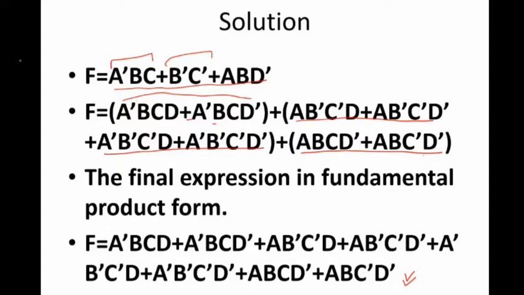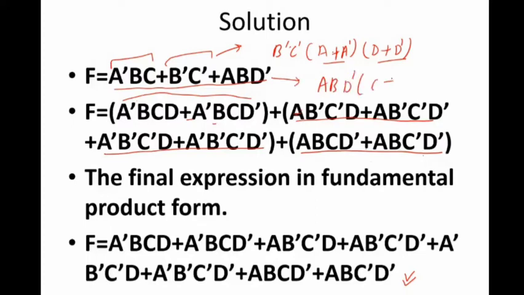Is it okay? Now this term will be equal to B bar C bar into A plus A bar into D plus D bar. Opening the brackets, we will have 2 terms from this value and 2 terms from this value. So we will have 4 different terms. And the last term will be multiplied with ABD bar into C plus C bar. So we will get ABCD bar plus ABC bar D.